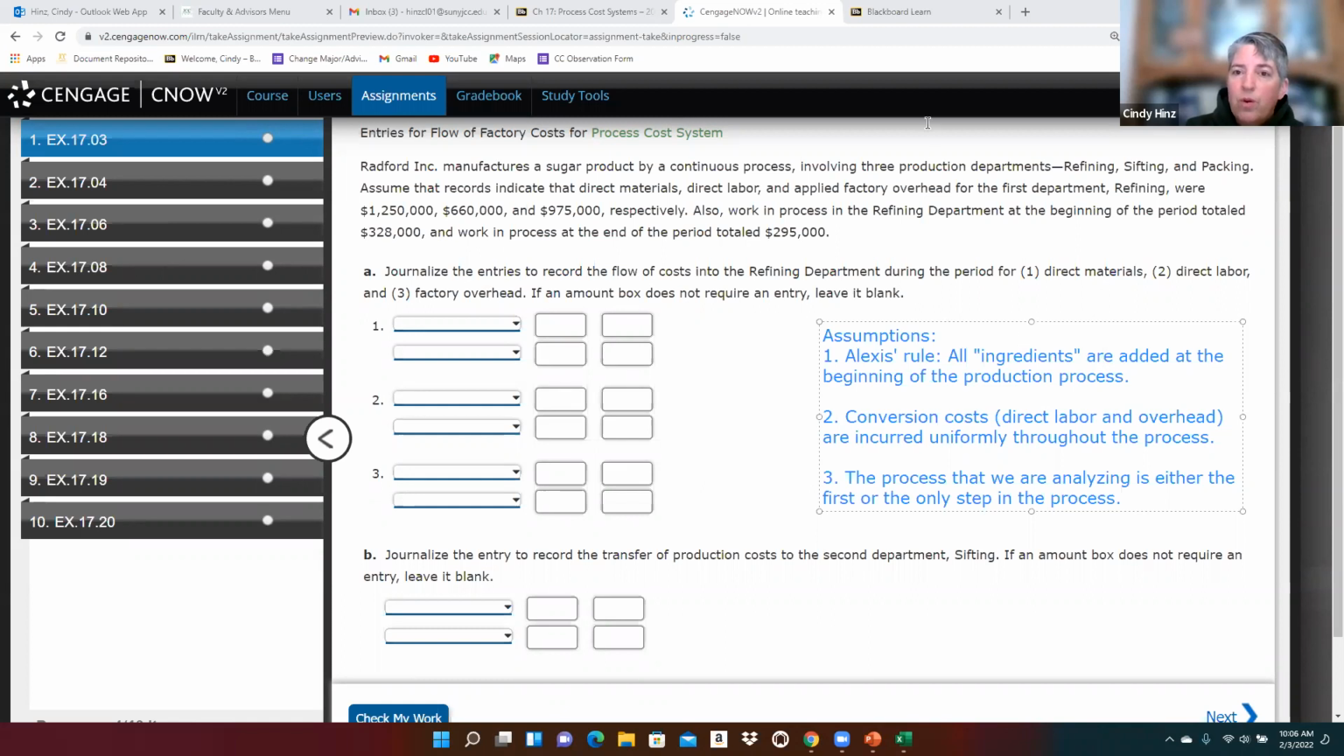So for this exercise, the first exercise we're going to be doing for this chapter, I already pointed out, it really only gives us information about the refining department. It tells us there are 3 steps in the process: refining, sifting, and packing, but we're not going to be doing any of the accounting for the sifting or the packing department. We're going to be looking at only the refining department. And we can talk about what happens after the refining department, but we're not actually going to be doing any accounting for those departments. And there's a reason for that.